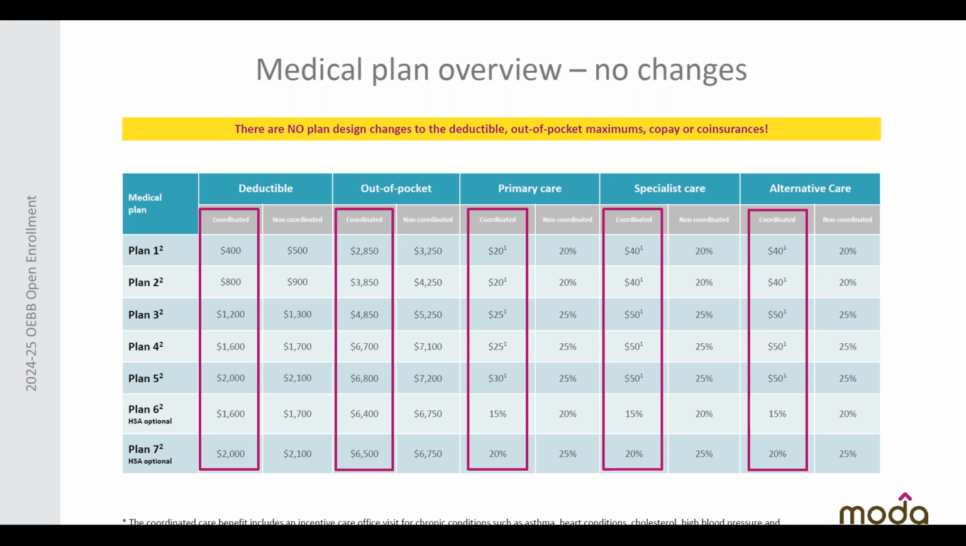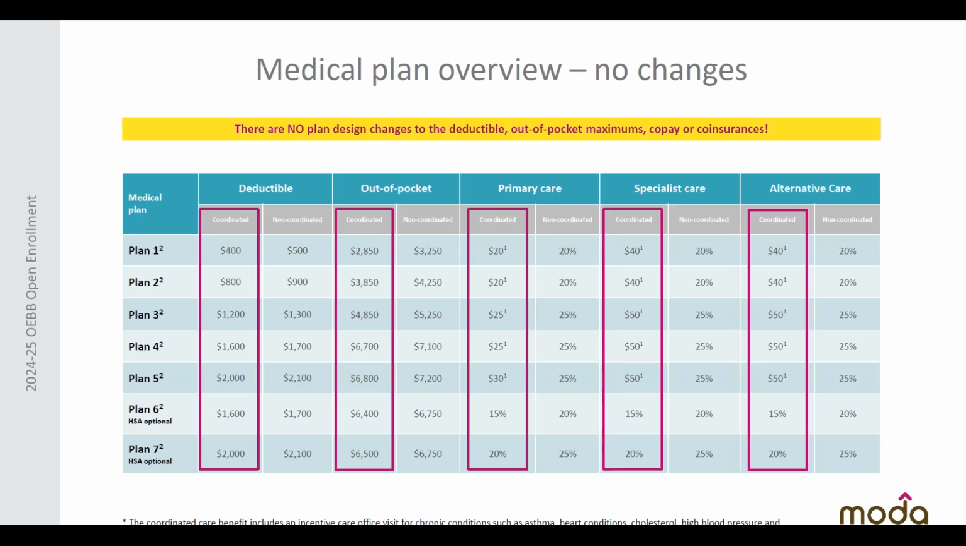So for example, if you are on plan 1 and you selected a PCP 360 for primary care services, you now have a $400 deductible instead of a $500 deductible. You have a $2,850 out-of-pocket maximum instead of a $3,250 out-of-pocket maximum. Every time you see that PCP 360 or anybody in that clinic, it's just a $20 copay with your deductible waived. Every time you see a specialist, it's just a $40 copay with your deductible waived. If you were to get acupuncture or spinal manipulation, it's just a $40 copay with your deductible waived.